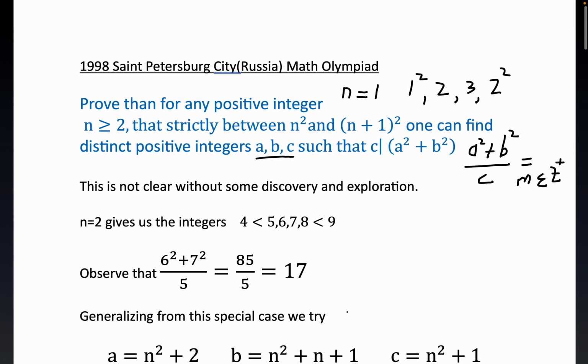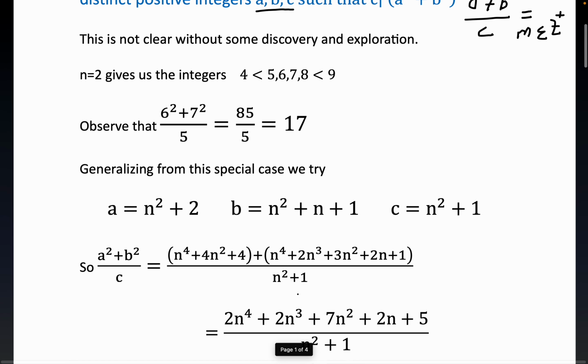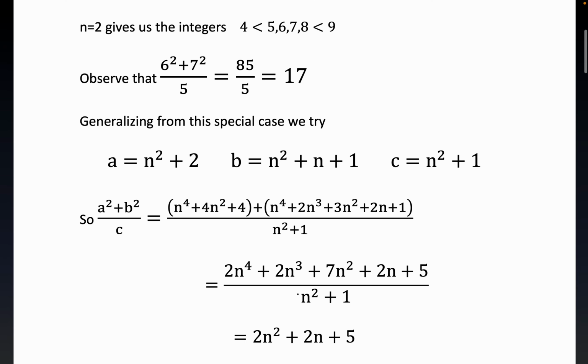Now, we use that special case to generalize here. If we take a to be n squared plus 2, that would give you the 6 you see right here in the case n equals 2. If we take b to be n squared plus n plus 1, that would give you the 7 that you see right here. And of course, 2 squared plus 1 would be the 5 that you see here. So this is an attempt, may not be the only attempt, but let the algebra we'll discover prove that it all works out nicely.